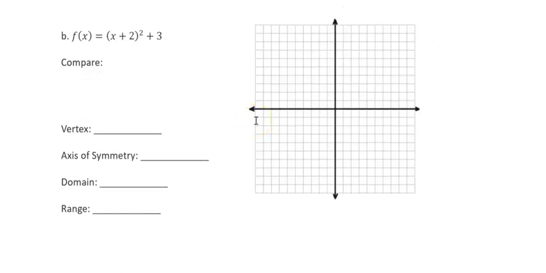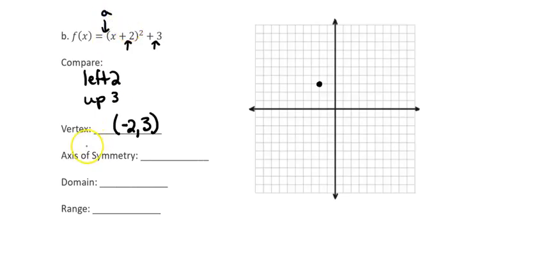Okay, so on this one, you can see there's no number in front of the parentheses, so there's no vertical stretch or shrink. This plus 2 is left 2. The plus 3 is up 3. So since we go left 2, the vertex is at negative 2, and up 3, the y value is positive 3. So if you graph that left 2, up 3, that makes sense right there. Now, the a value is this number right here. Since this number is positive, it opens up. We know that it equals 1. It did not have a stretch or a shrink.